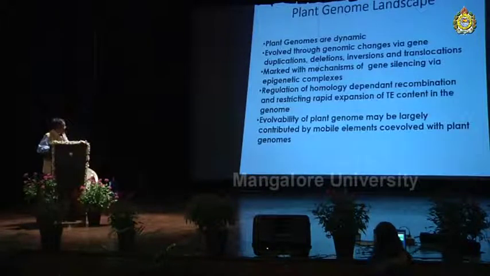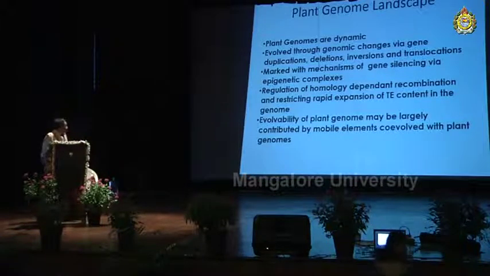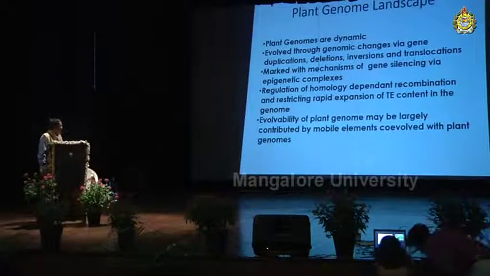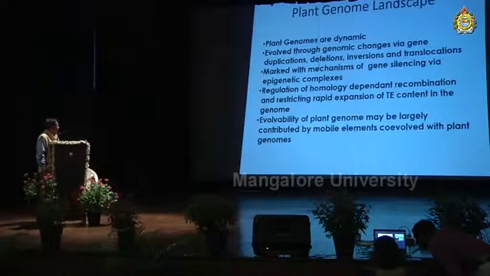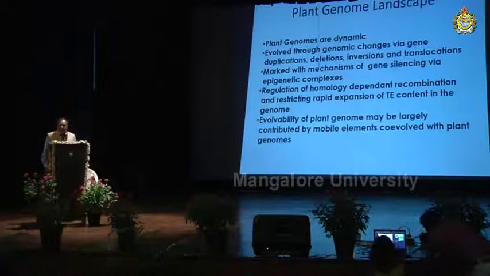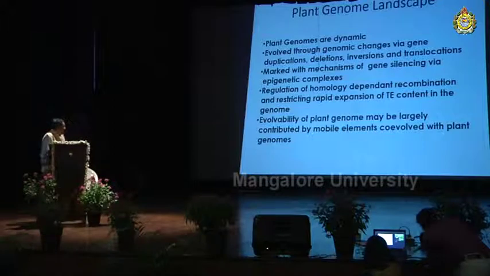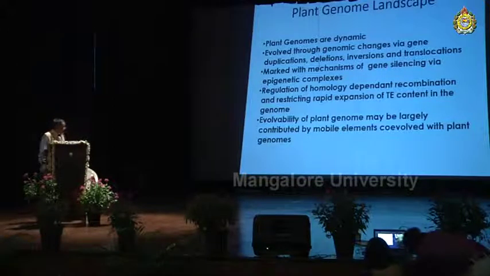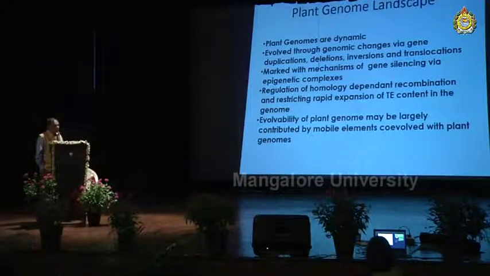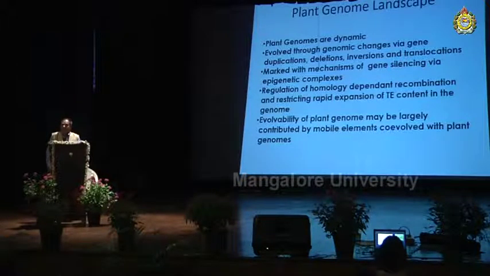Next slide. So what does the plant genome landscape look like? It is not a simple increase in size. Plant genomes are dynamic, they're changing, evolved through genomic changes via gene duplications, deletions, inversions, translocations, marked with mechanisms of gene silencing, including genome silencing and epigenetic complex generation, regulation of homology-dependent recombination, and restricting rapid expansion of TE content in the genome. This mechanism is now identified, that there is a way of reducing the homologous recombination and not allowing the transposons to flourish.